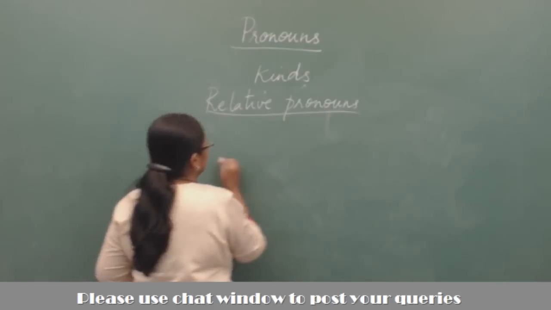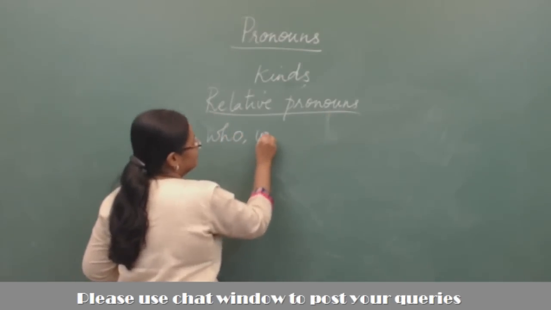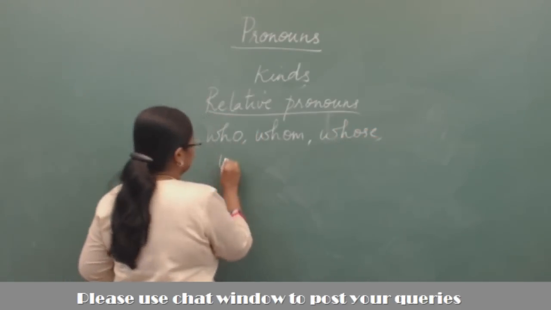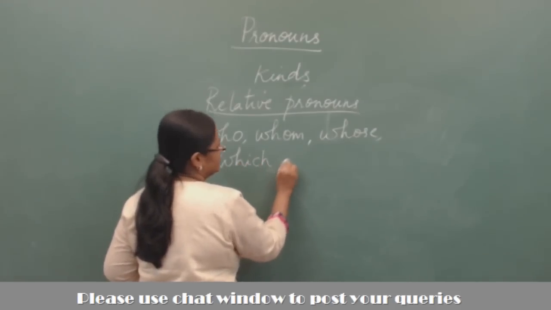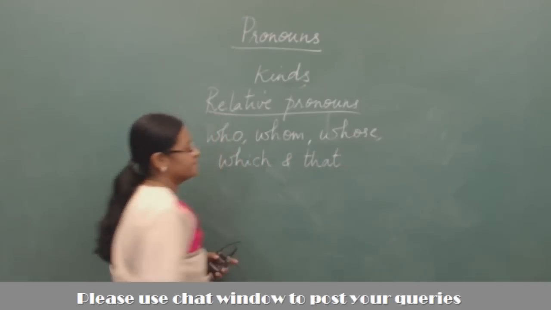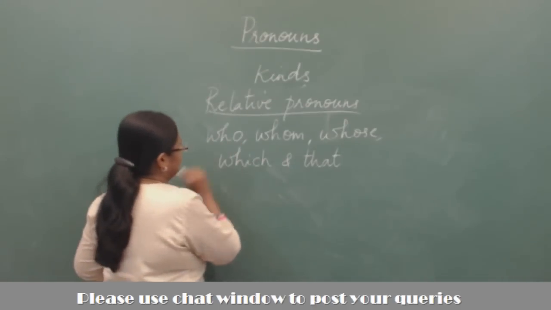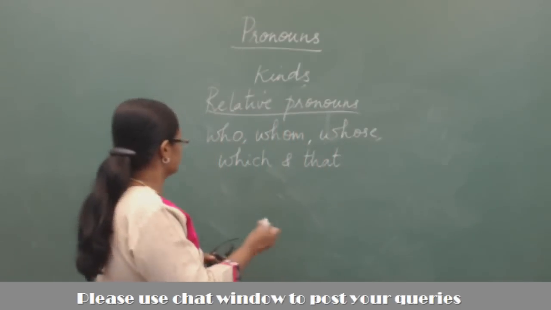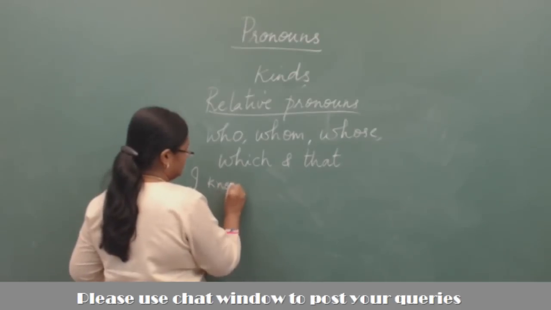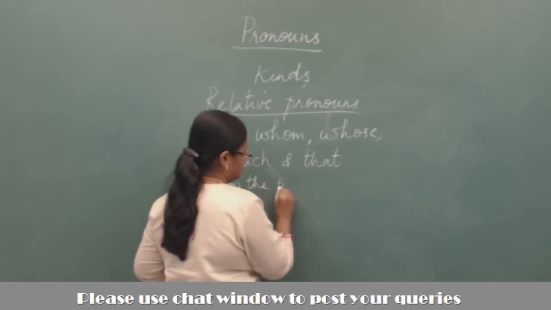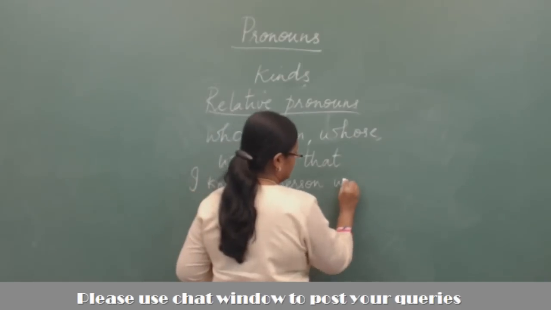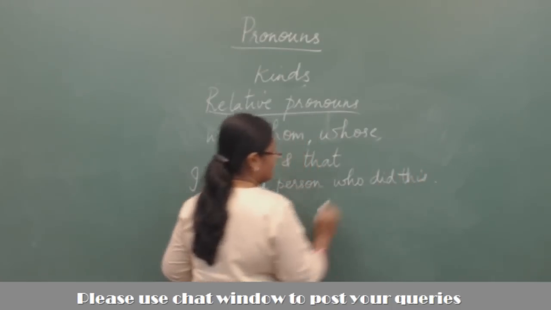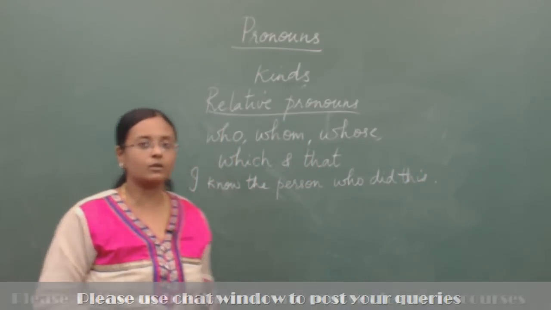Relative pronouns, we have the same words who, whom, then the possessive form whose, then which and that. The same who, now you will use it in a different way. Instead of asking a question, say I know the person who did this. Here it is not a question, you are not asking who did this.